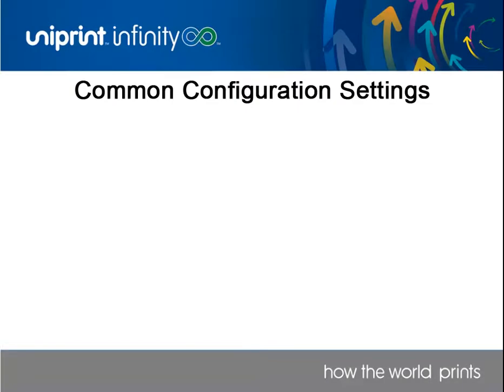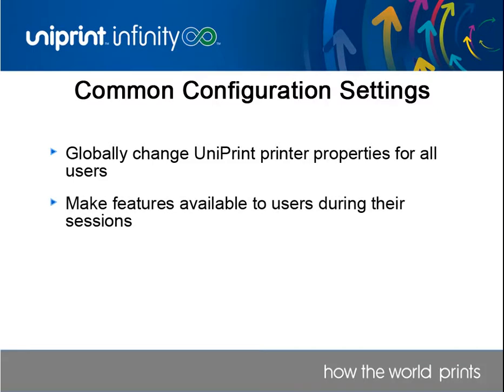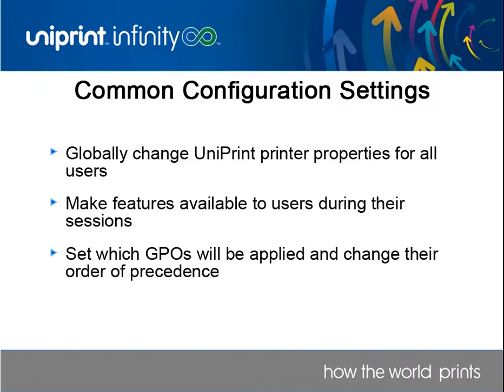In this video, we'll configure some common settings for UniPrint in thick client environments. First, we'll change UniPrint printer properties globally for all users. Next, we'll enable different UniPrint features within user sessions. These features include email, archiving, and PDF security. And finally, we'll set which policies and in what order they are applied to UniPrint Infinity.